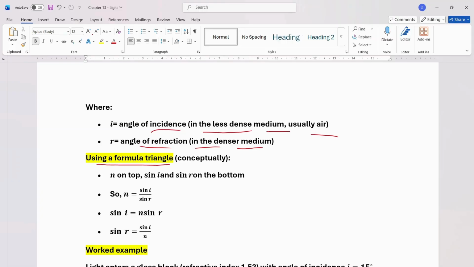Conceptually, our formula will be n on the top, and then sine I and sine R over each other. Sine I equals n times sine R when it goes to the other side. Sine R equals, if we need to calculate sine R, then n will come there, so it becomes sine R equals sine I over n. These three formulas are important for you to remember.